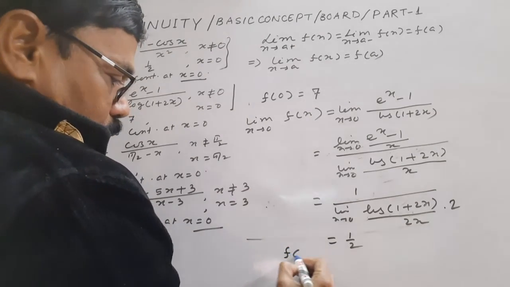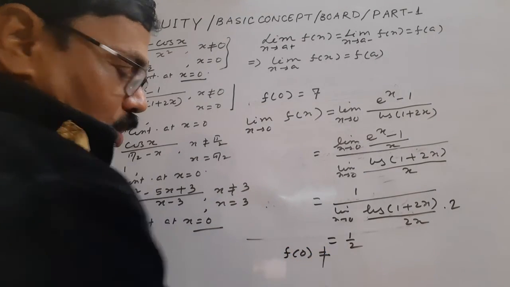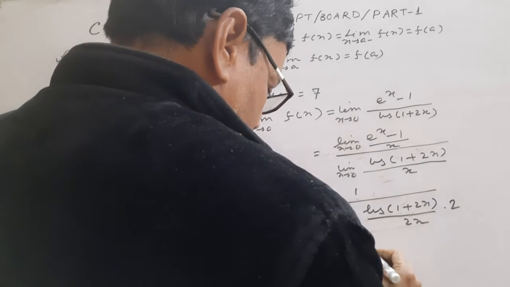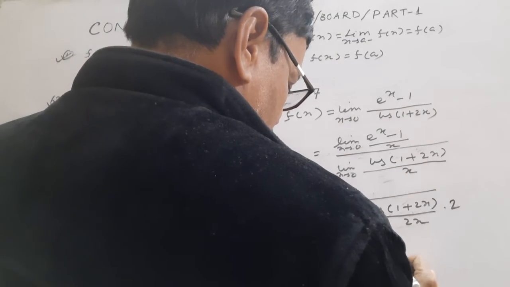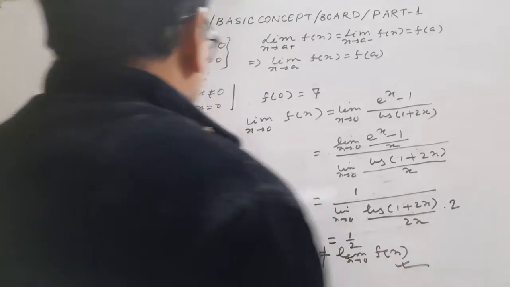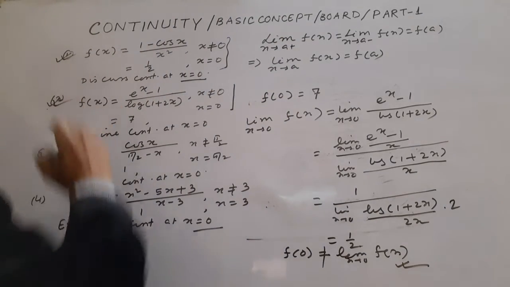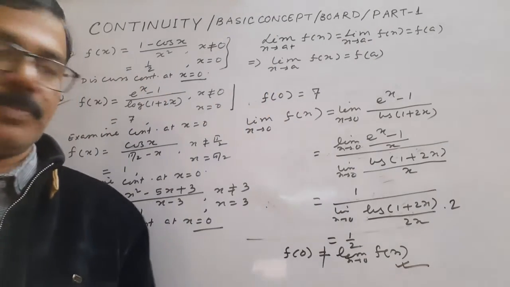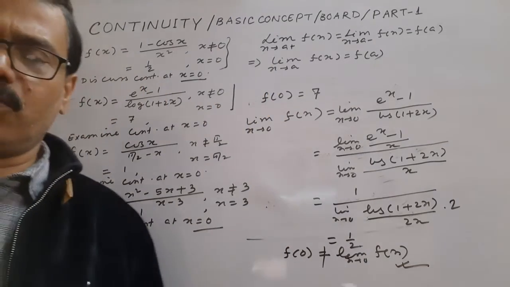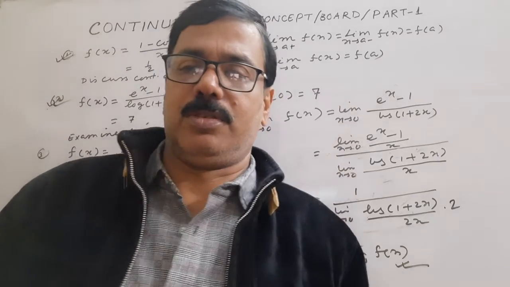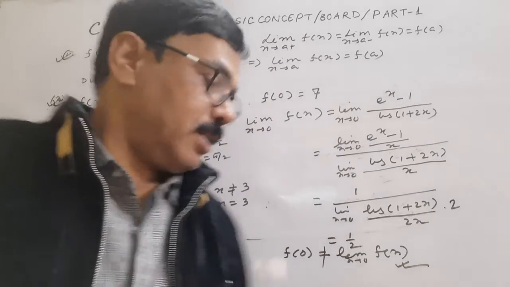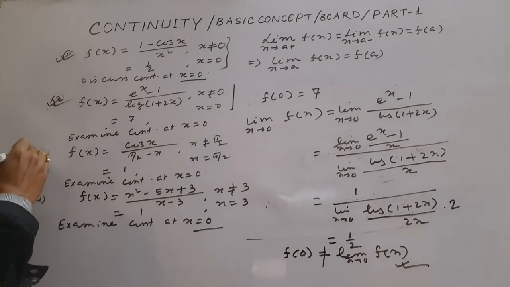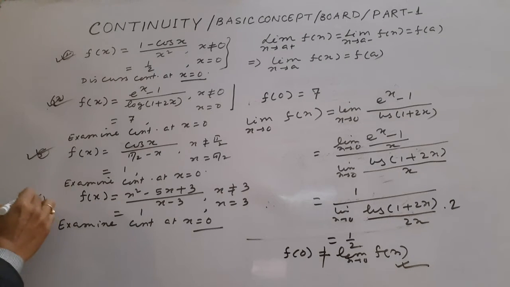So f0 is not equals to limit x tends to 0 fx. So the function is not continuous at x equals to 0. So very simple, only application of limit. Next, you complete this one.